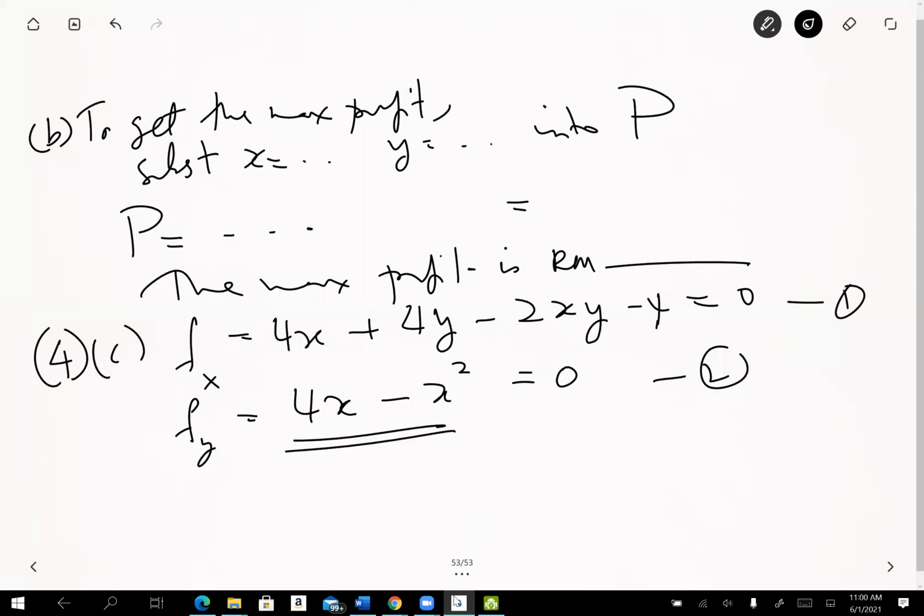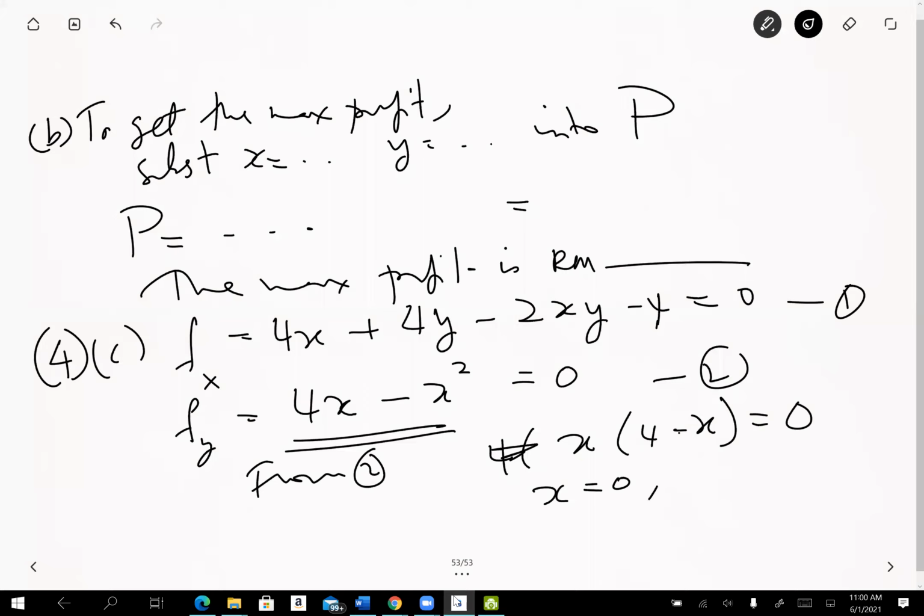So what do you do here? You don't go 4, you factor out the x. x(4 minus x) equals 0 from number 2. So what is x? x equal to 0, x equal to 4. Now, when you got x equal to 0 and x equal to 4, that means there will be 2 critical points. So to find y, you substitute first x equal to 0 into number 1.